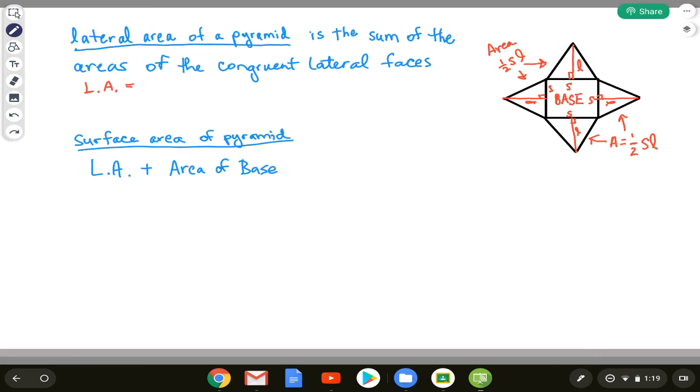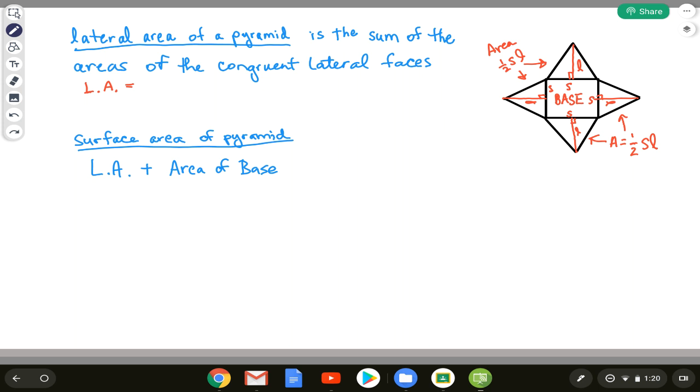Okay, so to the right here I've drawn a pyramid and opened it up. So I've taken that vertex and I've pulled the lateral faces down so that we can look at it. The lateral area of a pyramid is the sum of the areas of the congruent lateral faces. So the lateral area does not include the base. It's only, in this case, the 4 triangles that are congruent.